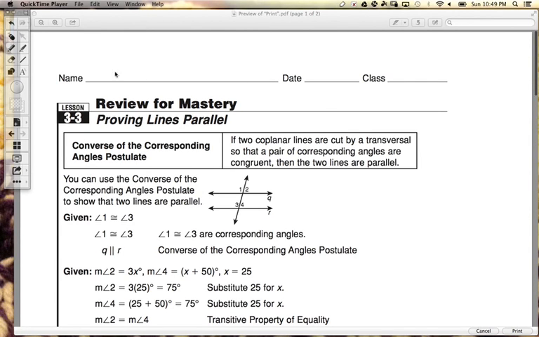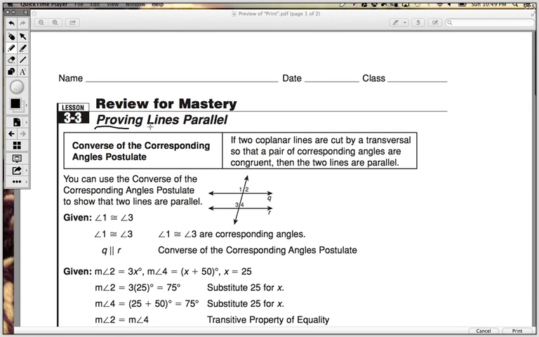Okay, geometry, we are looking at this idea of proving, but now we're going to prove lines parallel. This is a little bit backwards from what we've seen before. So the idea before was that you had two lines that were parallel, and then you had a transversal, and then that told you a lot of stuff about angles and such. But now we're going to go backwards.